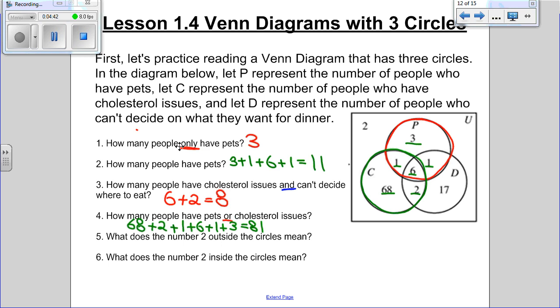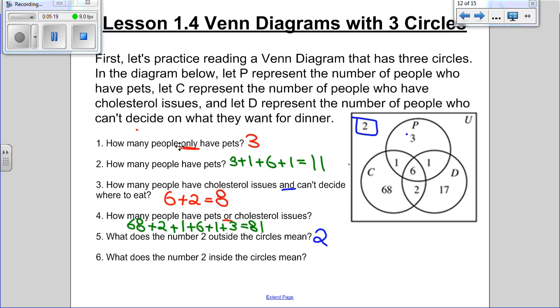What does the number 2 that's outside of the circle mean? So the number 2 that's outside of the circle is this number 2 right there. I highlighted it in blue. What does that number 2 mean? Robert? Yeah, they don't have any of the three, and Brandon is listing them. They don't have any pets, they don't have cholesterol issues, and they do know where they want to go for dinner. So 2 people on that entire survey said no to all 3 of these things. That's what that represents.